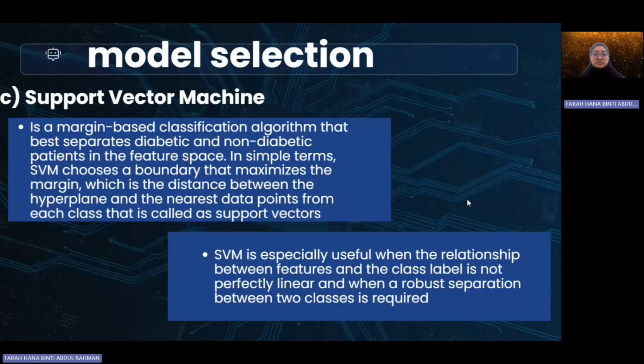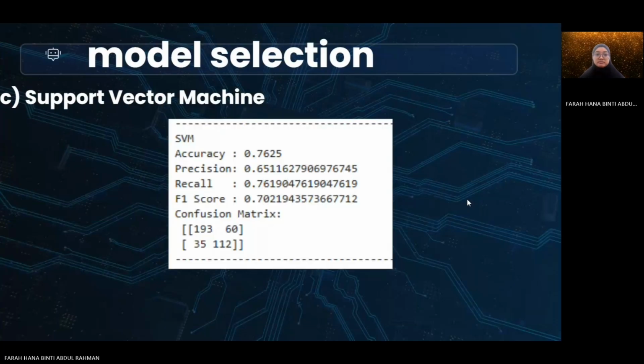The last one is the SVM. It is a margin-based classification algorithm that best separates diabetic and non-diabetic patients in the feature space. In simple terms, SVM chooses a boundary that maximizes the margin, which is the distance between the hyperplane and the nearest data points from each class, called support vectors.